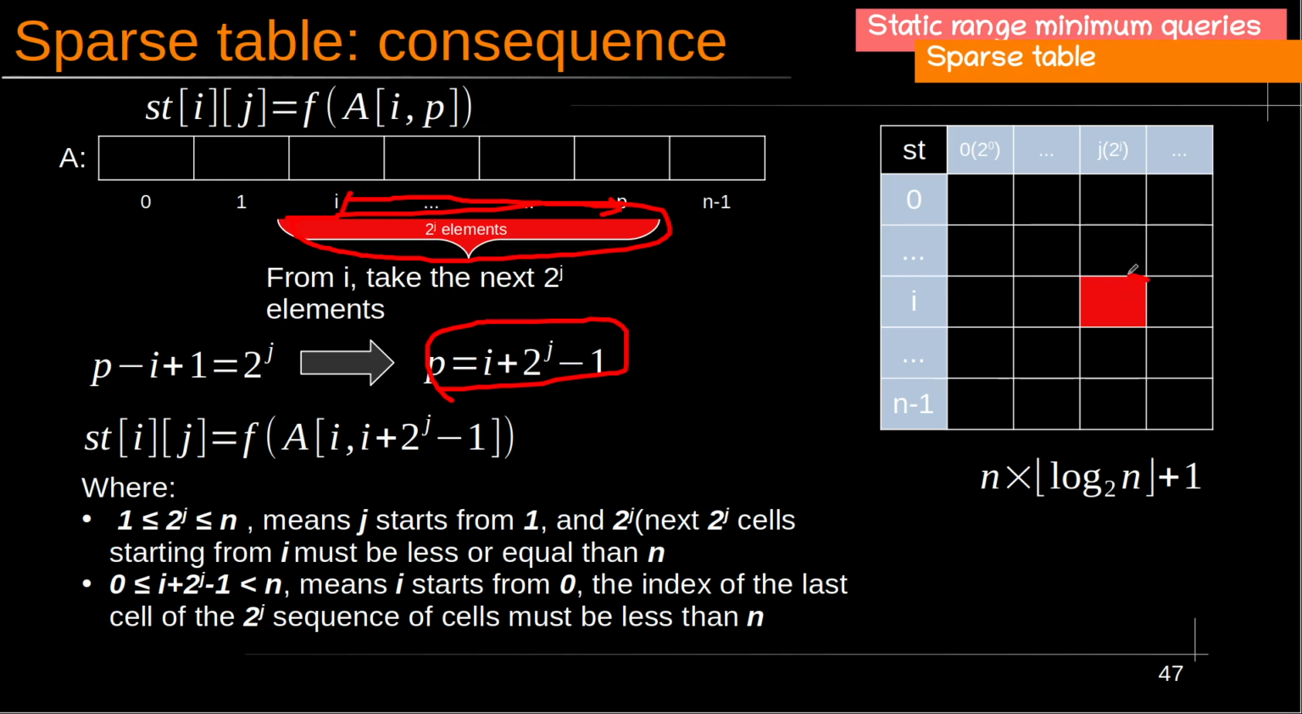So this value in the matrix, on the row i and the column j, ST[i][j] is equal to f from i to i plus 2^j minus 1 in the original array.